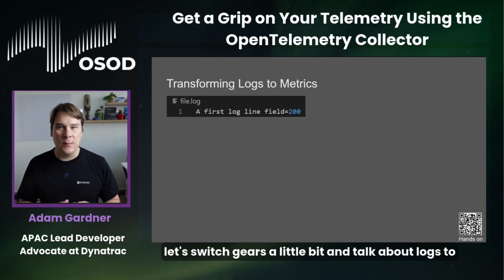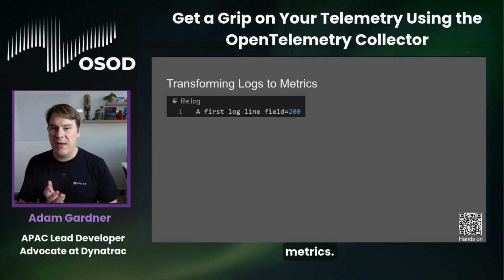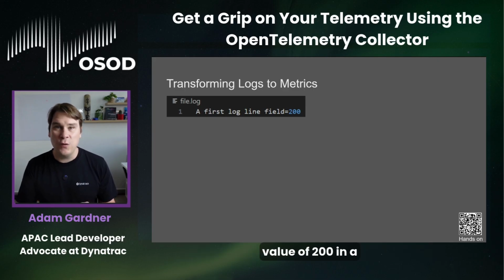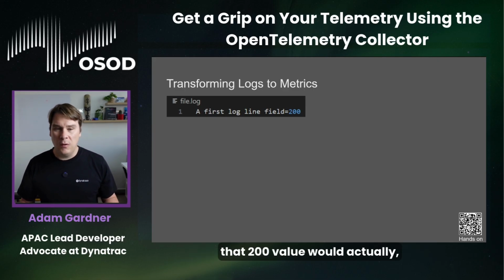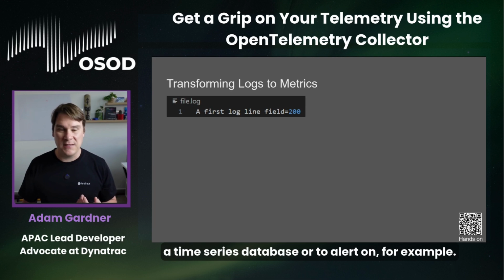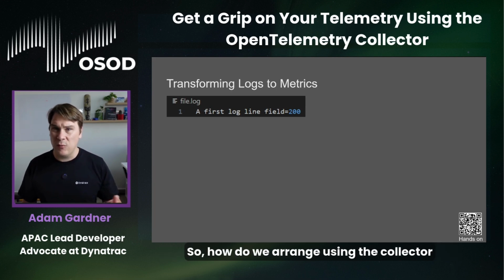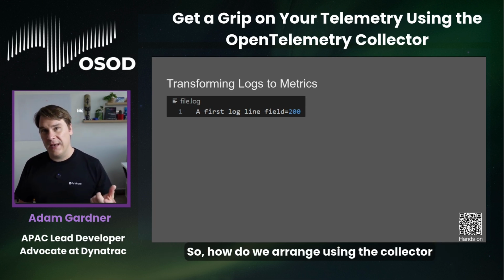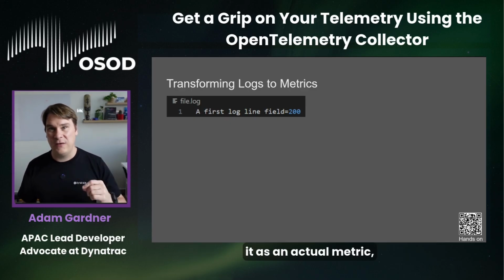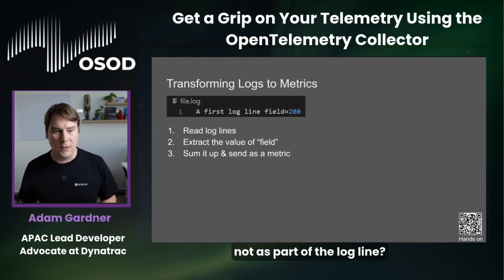Now let's switch gears a little bit and talk about logs to metrics. Here you can see we have a log line with a value of 200 in a field called field. That 200 value would actually be really nice to chart on a time series, or to store in a time series database, or to alert on, for example. So how do we use the collector to extract that value and do something with it as an actual metric, not as part of the log line?